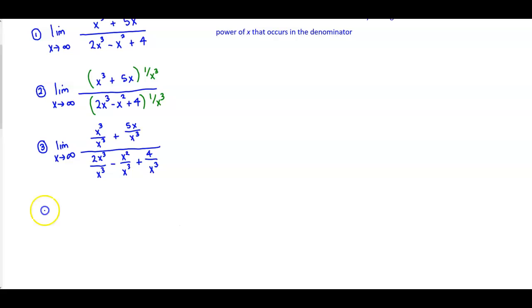So now let's just go ahead and simplify. So we have the limit as x is approaching infinity. So x cubed divided by x cubed in the numerator is going to become 1, plus 5x over x cubed is 5 over x squared. Divided by, well, 2x cubed divided by x cubed leaves us with 2, minus, this becomes 1 over x, because x squared divided by x cubed is 1 over x. And then we have plus 4 over x cubed.